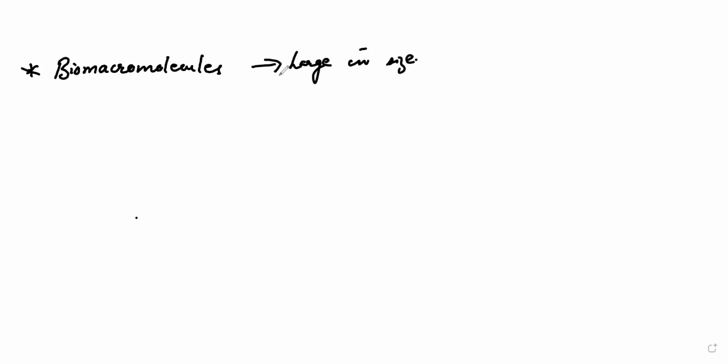So the next one that we are going to see is biomacromolecules. Biomacromolecules means the molecules which are generally large in size with higher molecular weight. Higher molecular weight means it will be in terms of Daltons. So mostly it is greater than 10,000 Daltons.